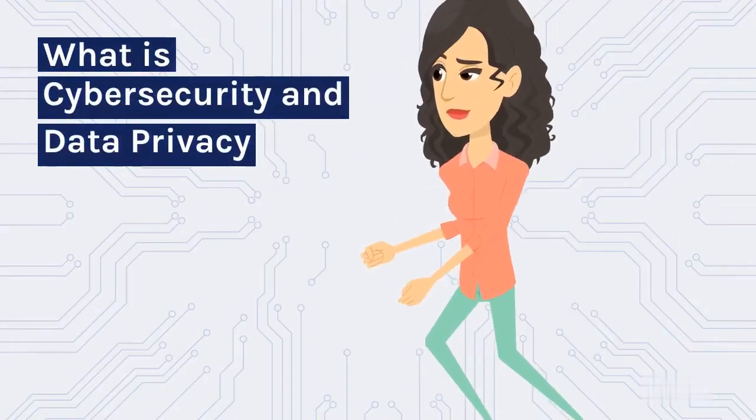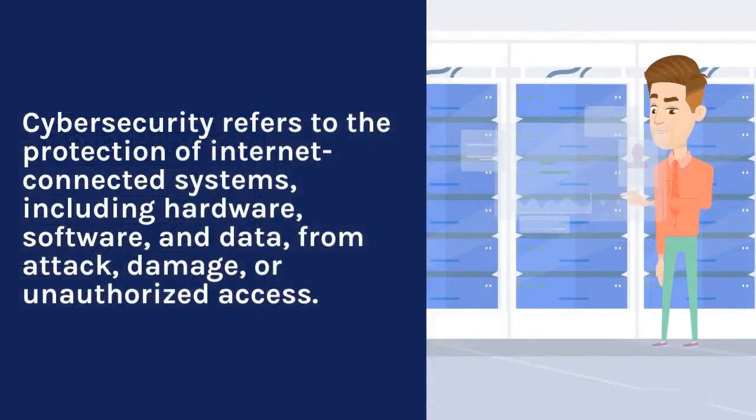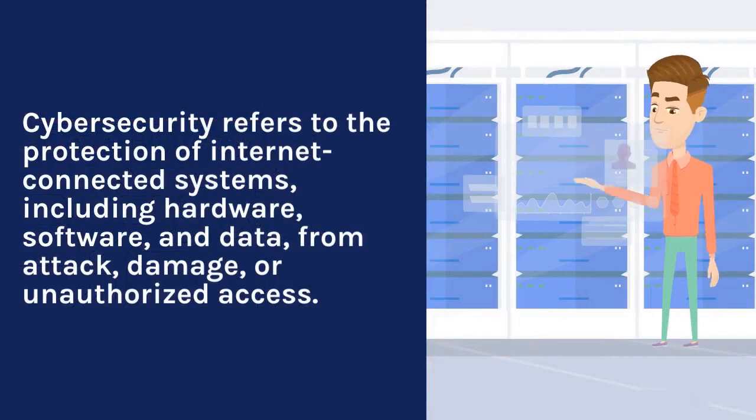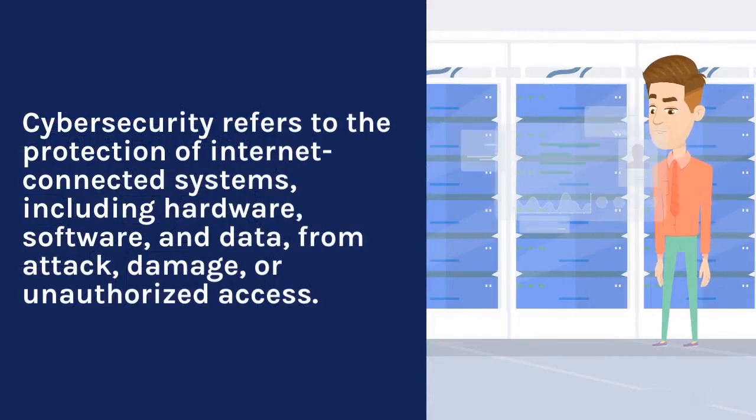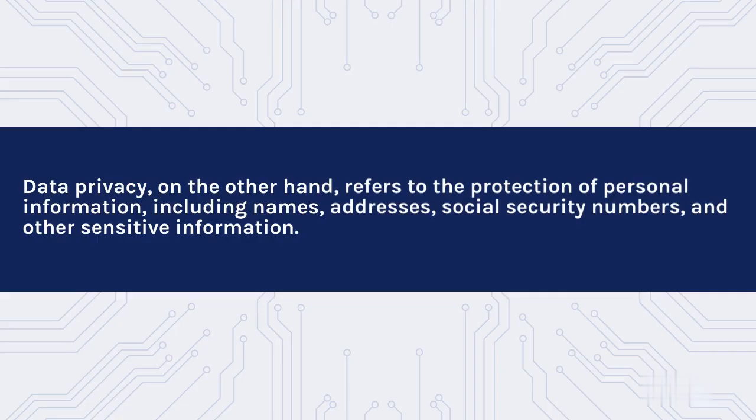What is cybersecurity and data privacy? Cybersecurity refers to the protection of internet-connected systems, including hardware, software, and data, from attack, damage, or unauthorized access. Data privacy, on the other hand, refers to the protection of personal information, including names, addresses, social security numbers, and other sensitive information.